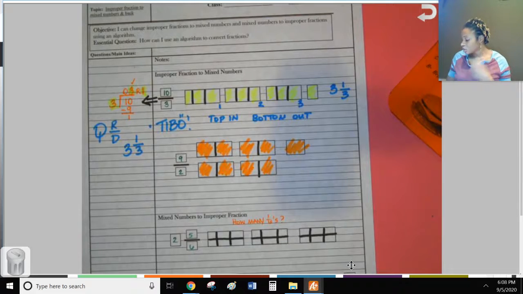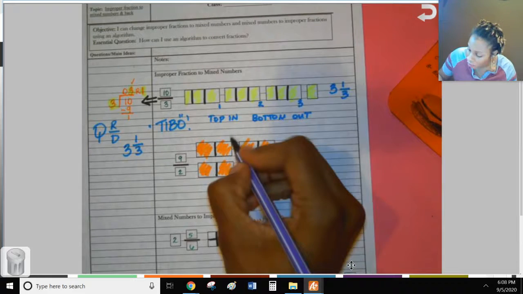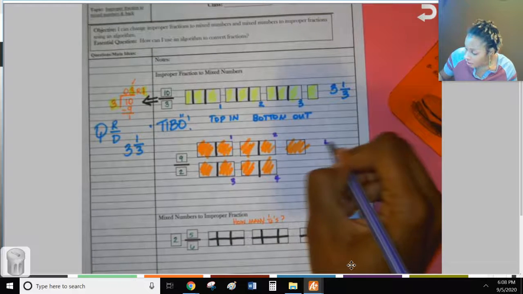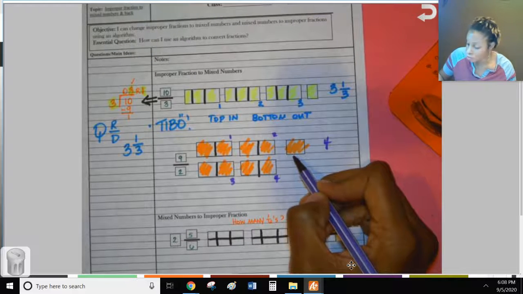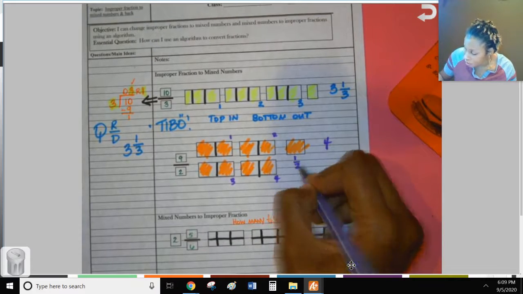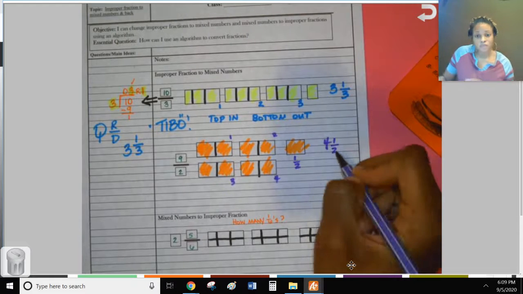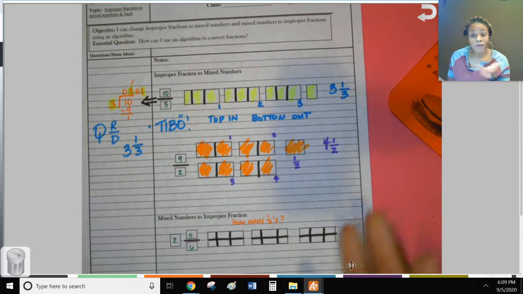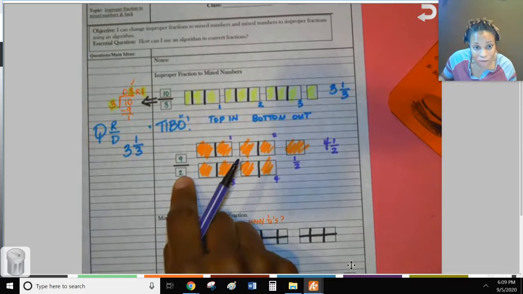So if we want to change this by model to a mixed number, we're going to say, how many whole pieces do we see? 1 whole, 2 wholes, 3 wholes, 4. And then I see 1 out of 2. This is 1 out of 2 here. So this is 4 and 1/2. If I had a model, I could see 4 whole pieces are shaded and 1 out of 2 is shaded. But if I don't have a model, how do I convert this?